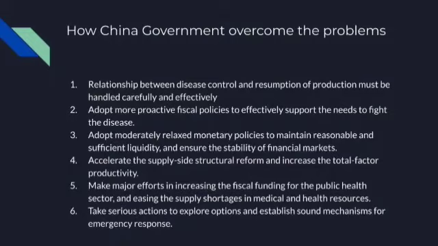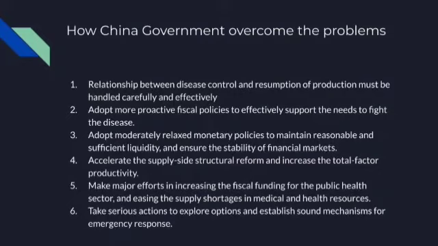Secondly, adopt more proactive fiscal policies to effectively support the needs to fight the disease. On the one hand, measures may be taken to further reduce the tax burden of small and medium-sized enterprises and provide subsidies directly to severely afflicted enterprises critical to the national economy and people's livelihood. Consideration should be given to raising the personal income tax threshold to increase the spending power of the people. On the other hand, major effort should be made to increase investment in infrastructure projects in the cultural, education, and medical health sectors to increase the overall level of demand as well as facilitate high-quality economic development.